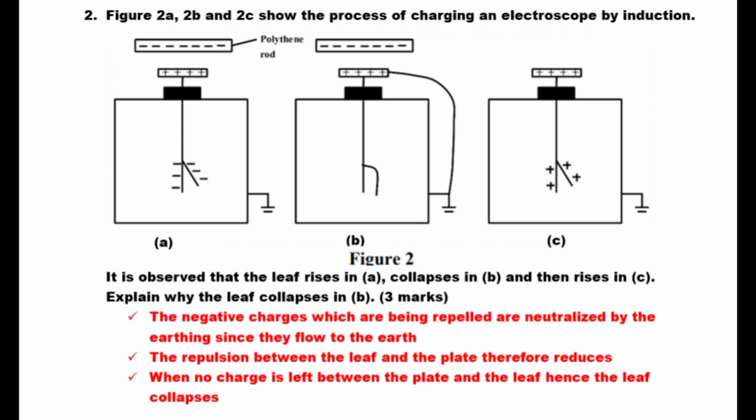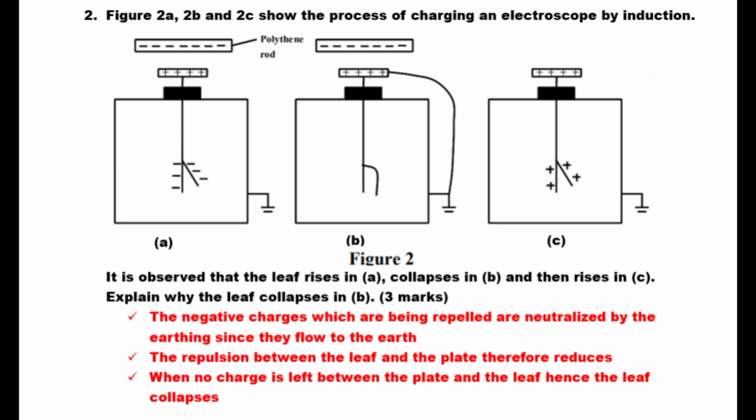So we have a polyethylene rod which is negatively charged, brought close to the cap. Then for B, we have earthing introduced. And then you realize also the negative charges on the plate and the leaf have disappeared, and the leaf has fallen. So in other words, the negative charges which are being repelled are neutralized by the earthing since they fall to the earth. The repulsion between the leaf and the plate therefore reduces when no charge is left between the plate and the leaf, hence the leaf collapses. So that is the explanation.